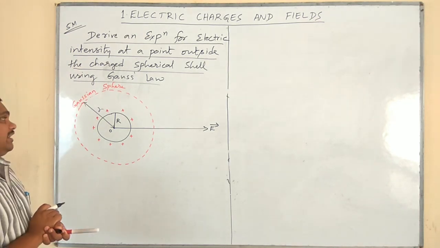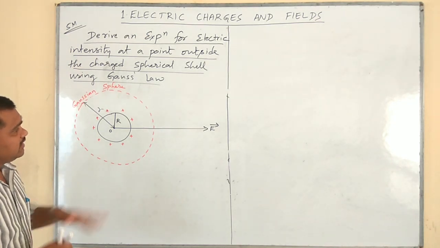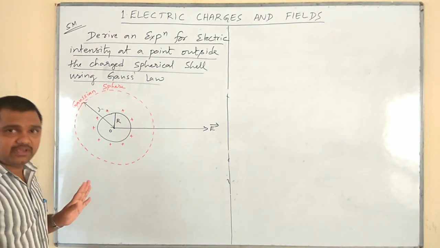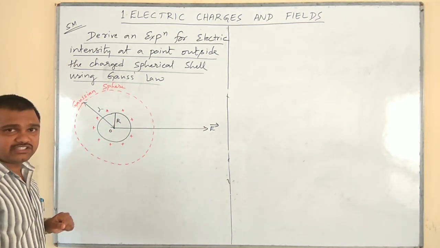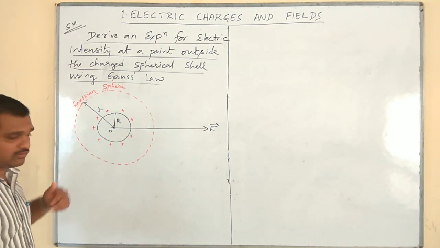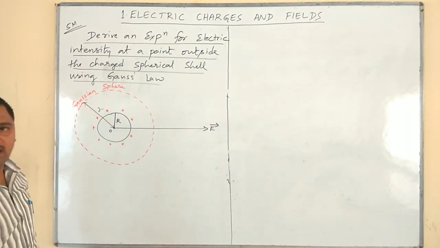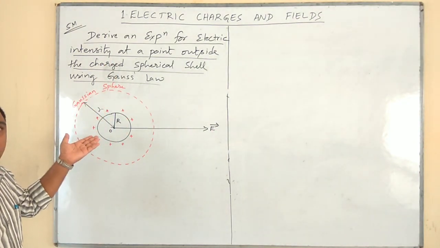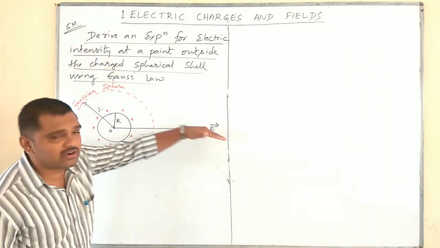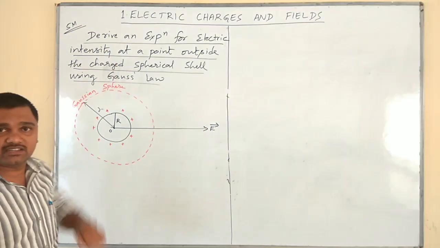Small r is the radius. Next, we can expect this electric field in all possible directions, isn't it? It is a three-dimensional one. We can expect the electric field like this, like this, like this, and so on. Similarly, the electric flux also. Flux will come out like this, like this, like this, etc.